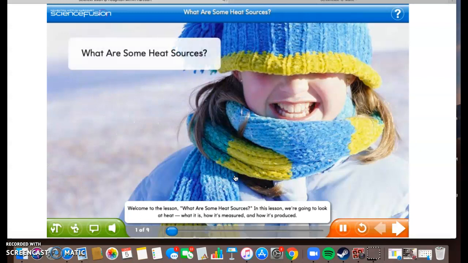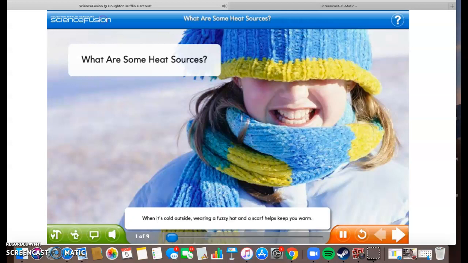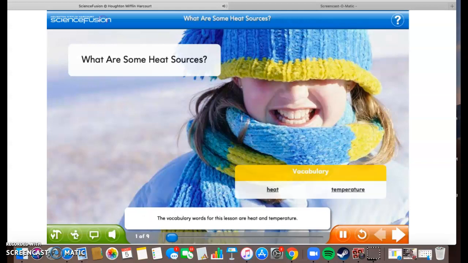Welcome to the lesson, What are some heat sources? In this lesson, we're going to look at heat, what it is, how it's measured, and how it's produced. When it's cold outside, wearing a fuzzy hat and a scarf helps keep you warm. The vocabulary words for this lesson are heat and temperature. Click each word to find out more about it. I'm not going to click these words today because I think these are words we're pretty familiar with already. So let's move on.